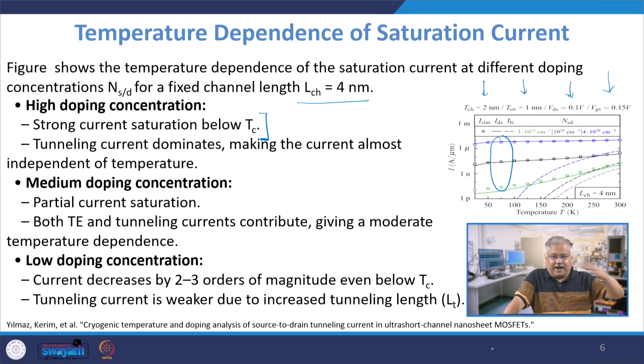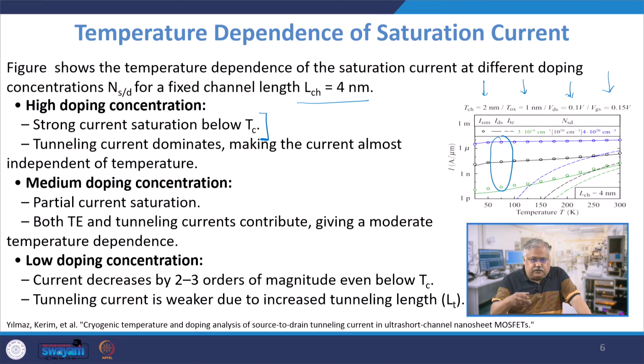They are almost flat with respect to temperature when you consider very high doping concentrations of 4 into 10 to the power 20. When your doping concentrations are medium, there is a partial current saturation taking place. Both the thermionic and the tunneling currents contribute, and therefore there is a moderate temperature dependence which you can see. However, when you go to very, very low doping concentration, we have already seen in our previous slide that the current decreases by a factor of 2 to 3 times below Tc, right.